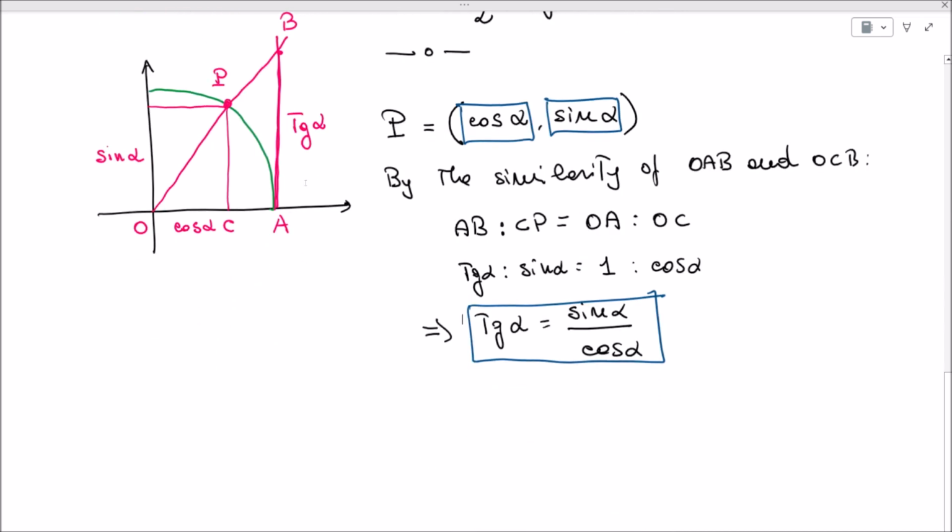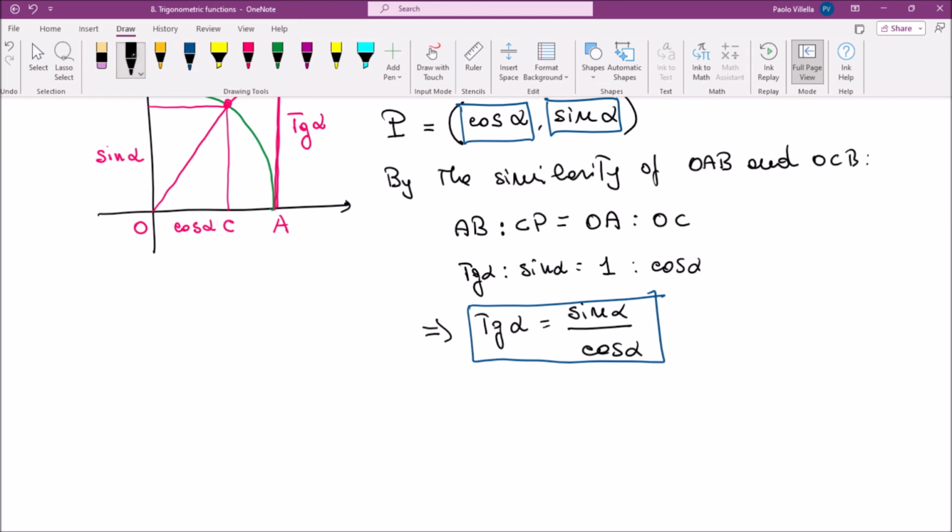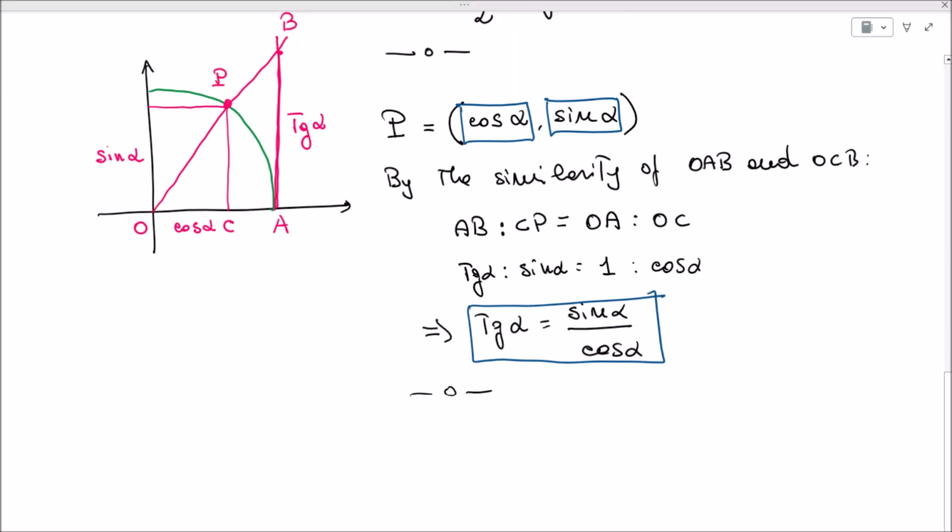We can now extend the definition as a proper function with the real variable. We'll do this and we'll start with the sine of x. In fact, we can consider this function f of x to be just the sine of a generic angle x.